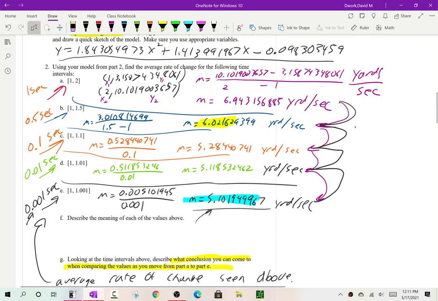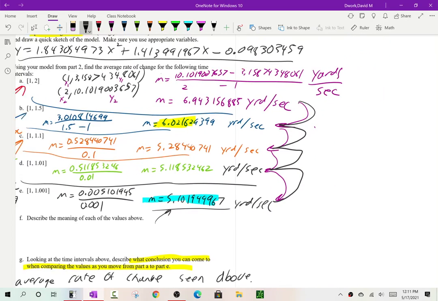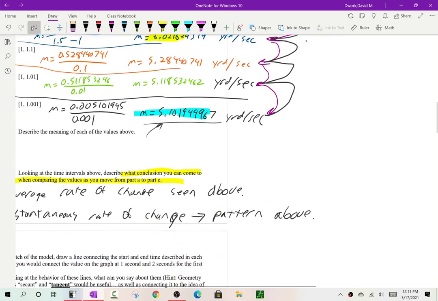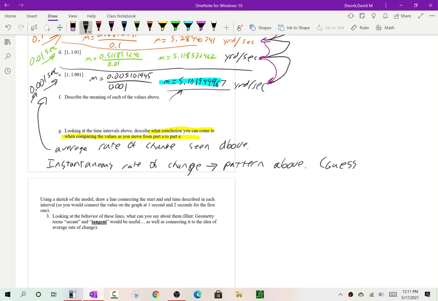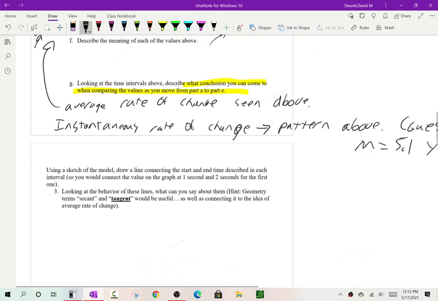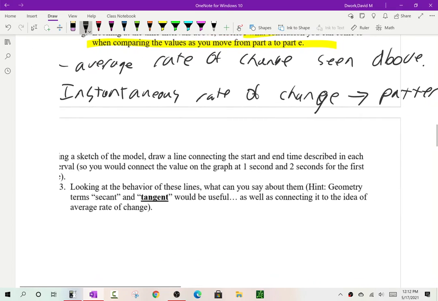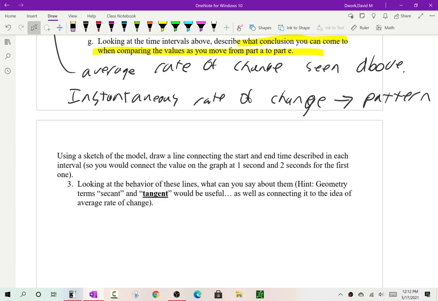So do you notice we're starting at, well, we'll get to this in a second. We're going to graph this in a second. But it's from the pattern above, and it's your guess. What did we guess? We guessed that it was a slope of 5.1. Still the same units, yards per second. Okay? All right, so using the model above, draw a line connecting the start times.